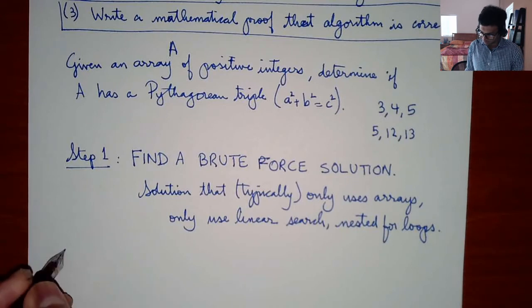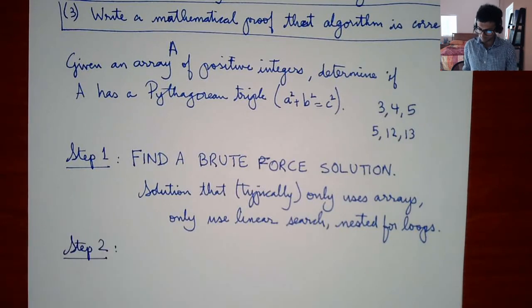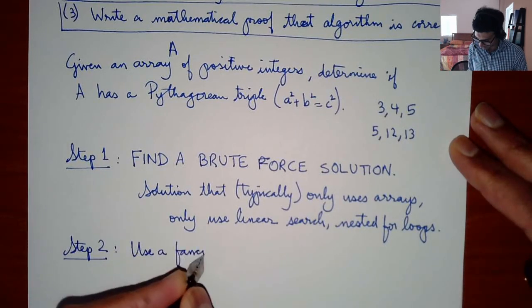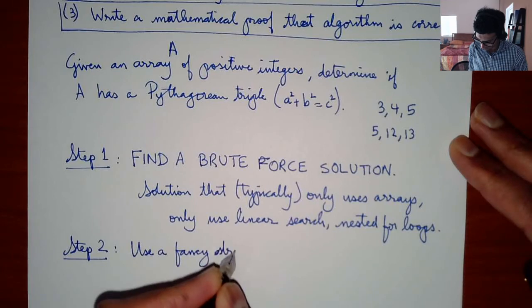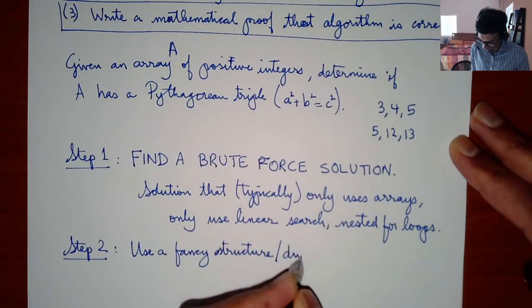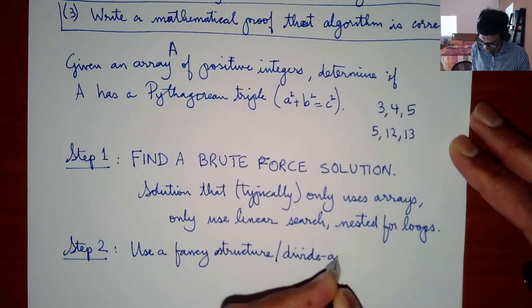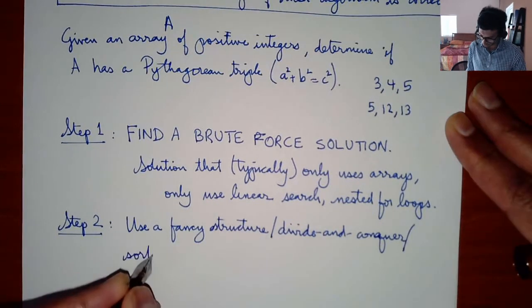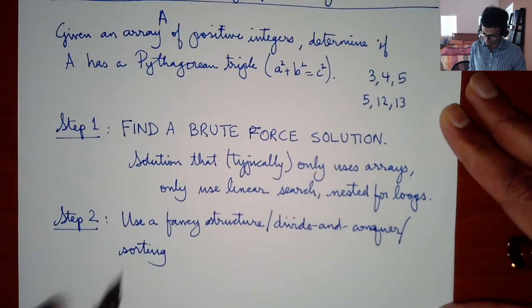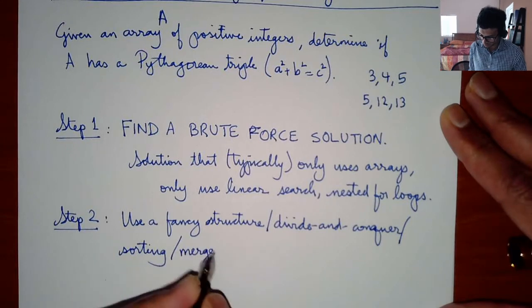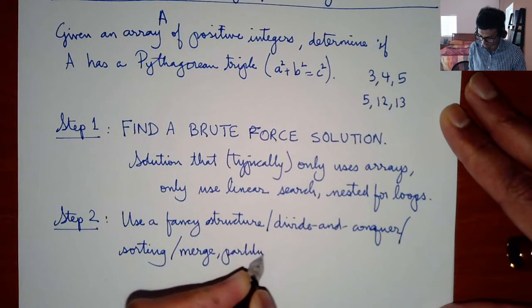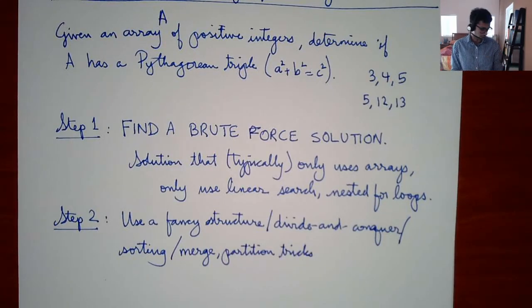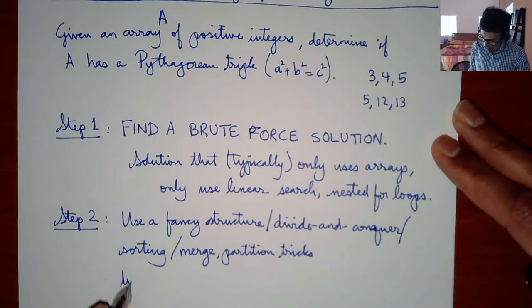And then what you do in sort of step 2, which is the complicated part, is use a fancy data structure or divide and conquer, or sorting, or things like merge partition tricks, which are merging sorted arrays, partitioning an array. Use these to improve runtime.